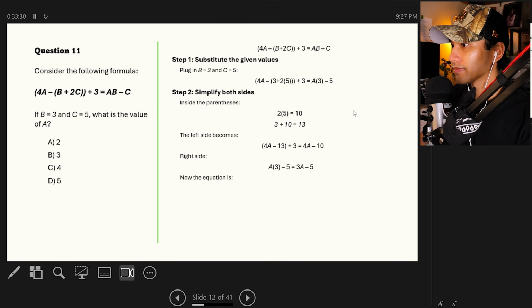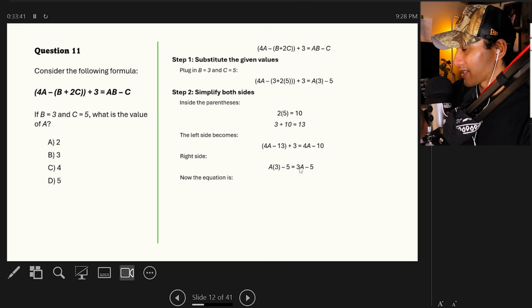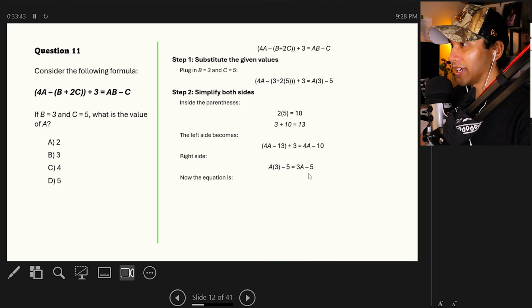That's it. And when you're writing down, if anything has the variable and then times 3, we always switch it. I don't know why, I guess it just looks better. A3 doesn't look as good as 3A. So now we have 4A minus 10 equals 3A minus 5.